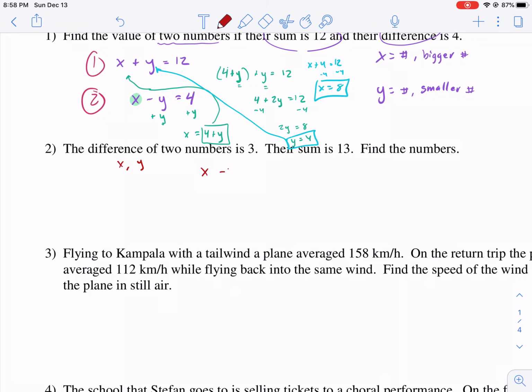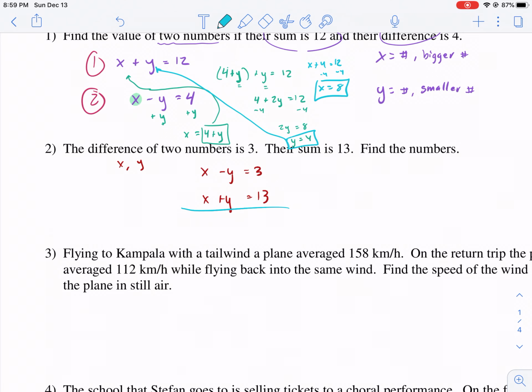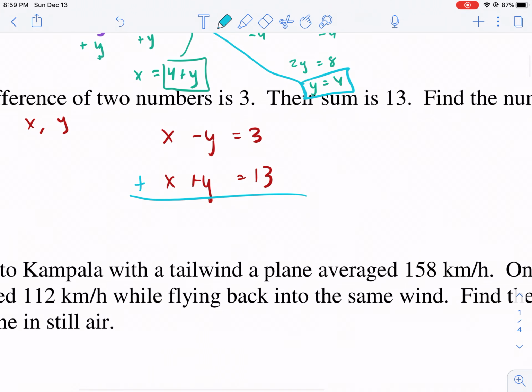So we're going to say x minus y equals 3. That means x is going to be our bigger number. Their sum is 13. x plus y equals 13. This one's set up perfectly for elimination because the y's have opposite coefficients. We can just add and we get 2x equals 16 because the y's eliminate. We divide by 2, x equals 8.